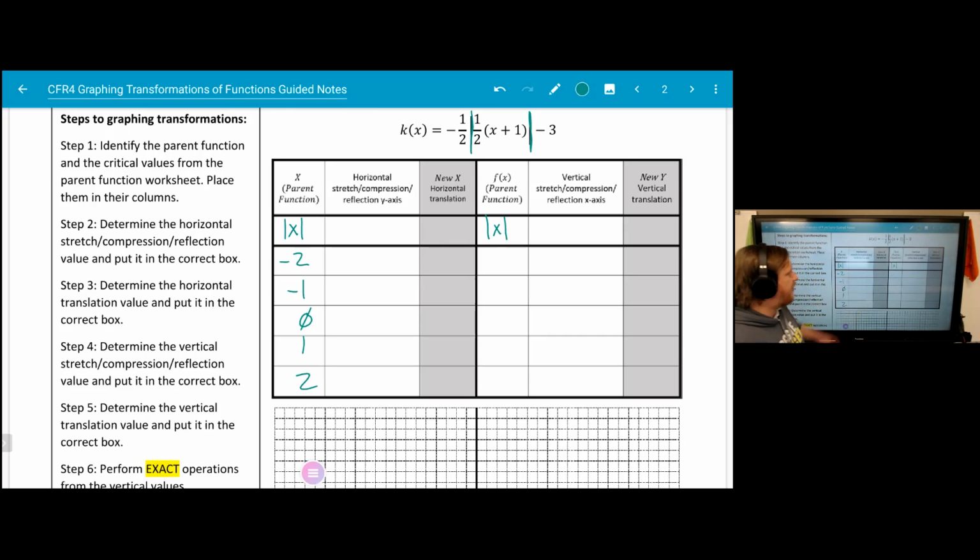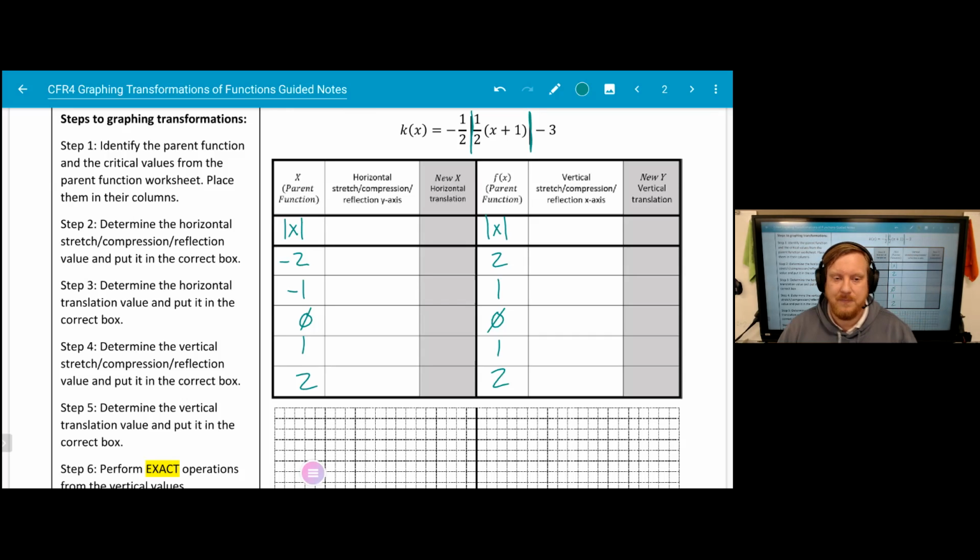And that corresponds to, well, the absolute value of -2 is 2. Absolute value of -1 is 1. Absolute value of 0 is 0. Absolute value of 1 is 1. And absolute value of 2 is 2. So now we've got our parent functions. We've done step 1. We found our parent function. We put the critical values in. Step 2, determine the horizontal stretch, compression, reflection value and put it in the correct box.